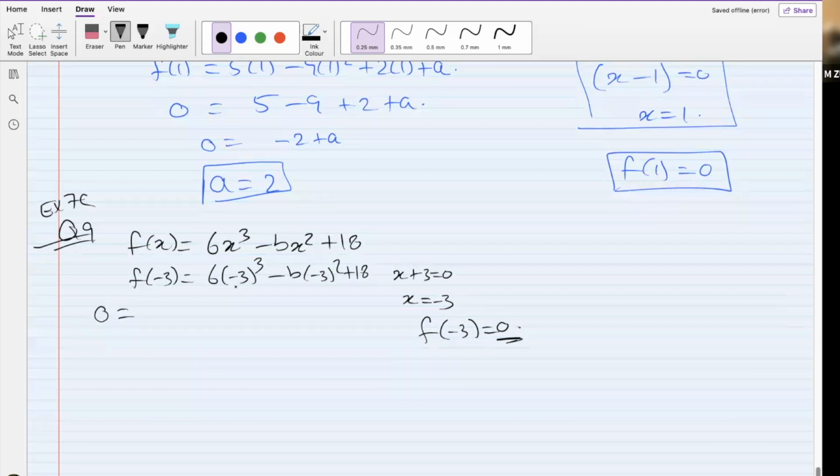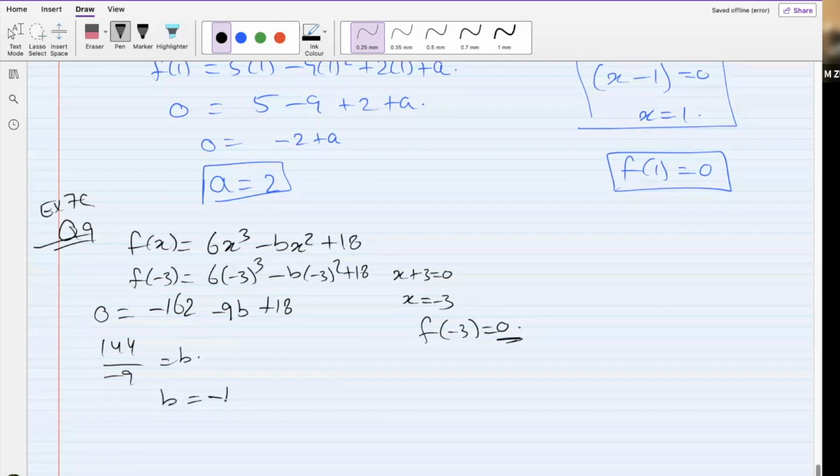This is 0. And 27 into 6 is 162 with a negative sign, minus 9b plus 18. 162 and 18, the difference is 144, over minus 9 equals b. So b is equal to negative 16.